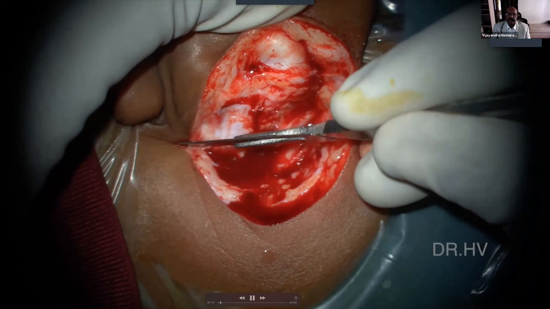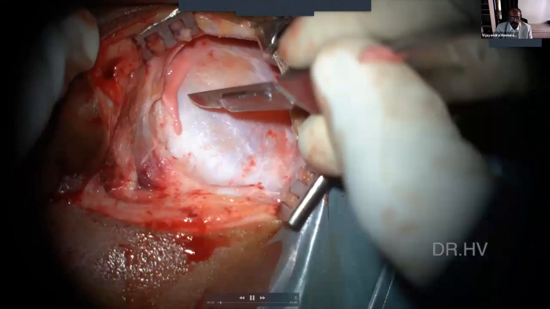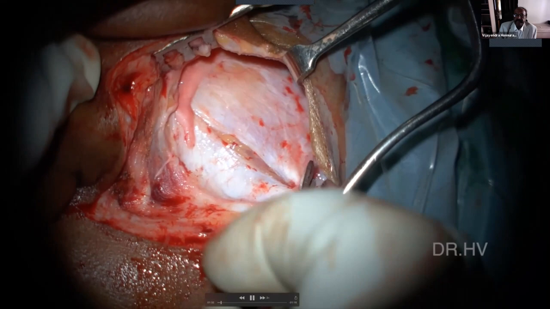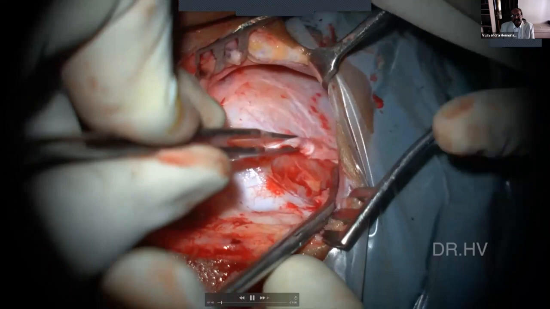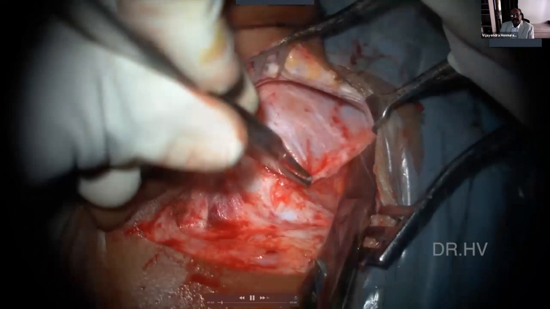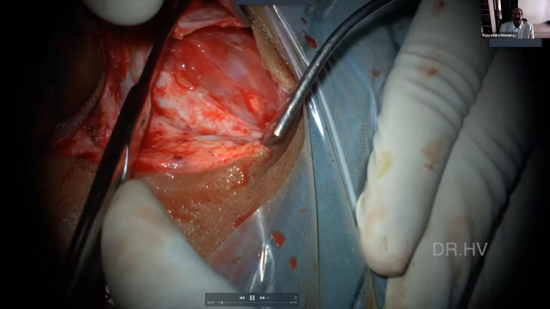Then, when I do a canal wall down procedure, I always prefer to take a very large temporal fascia graft, because at the end of the procedure you'll see how I obliterate the cavity. There's a reason I invariably take a very big temporal fascia graft, which can nicely line the whole cavity and also helps in good healing. This is how I take a very big temporal fascia graft.